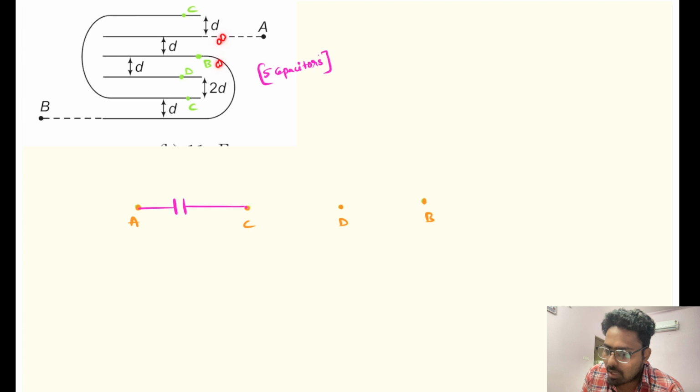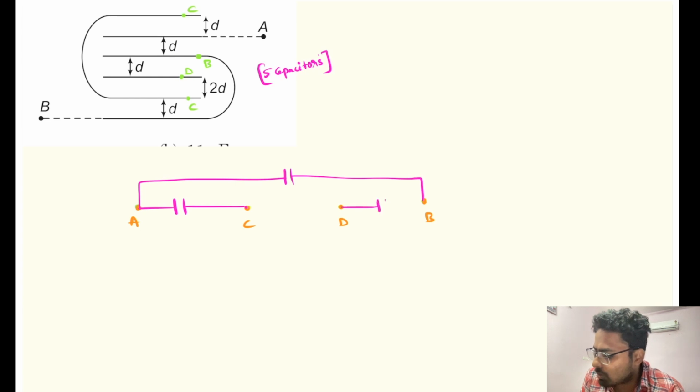Next capacitor is between A and B, the first point and the last point, like this. So the second capacitor is between A and B. The next capacitor is between B and D, so I have connected one more capacitor between B and D. And the next capacitor is between C and D, so I have connected one more capacitor between C and D. And the final capacitor is between B and C, so I am keeping one more capacitor here between B and C.